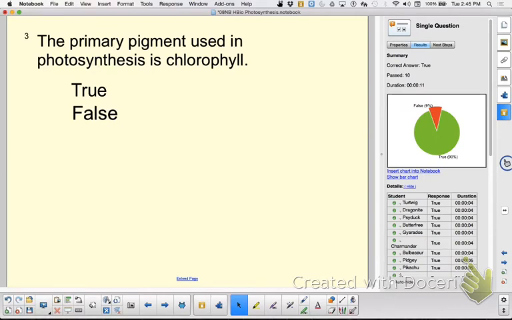Oh yes, the primary pigment is chlorophyll. There's chlorophyll A and chlorophyll B. It's the primary pigment, chlorophyll A being the most. And then things like carotenoids and xanthophylls, those are other pigments.